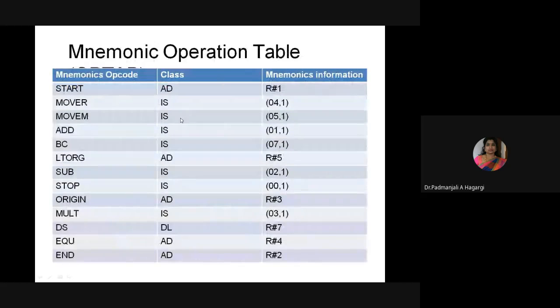This was the first look of the program, how it is a combination of imperative statements and different assembler directive statements. These are the different assembler directive statements, imperative statements, and also the declarative statements. These are the first list of the program.